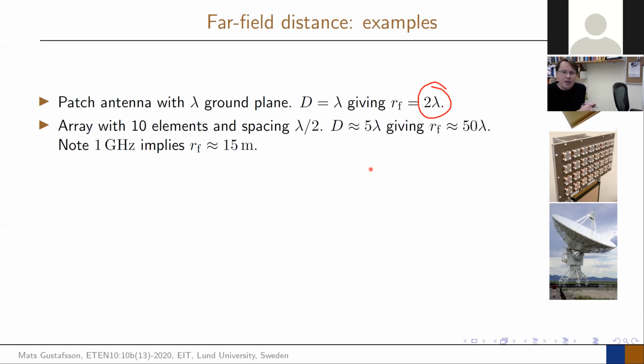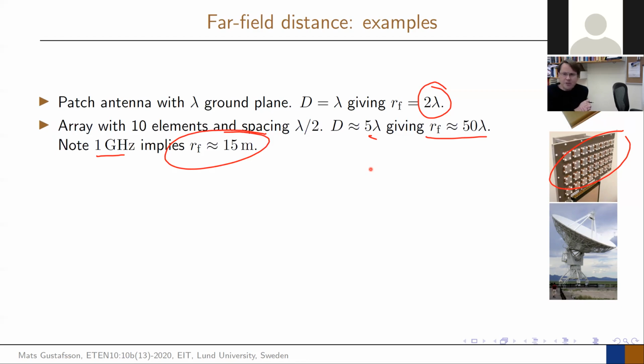If you do an array here with 10 elements, something like this, which I've shown you before as array antennas, and you space them with lambda over 2, that means that your size here, it's a 1D array, is approximately 5 lambda. And that means that your far field distance will be 50 lambda. If you do that with your antenna, and you say you're operating at 1 gigahertz in these cases, your far field distance here is 15 meters.